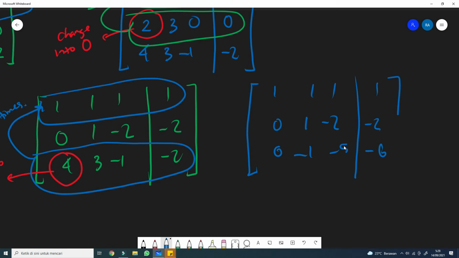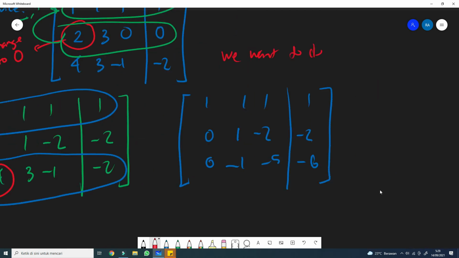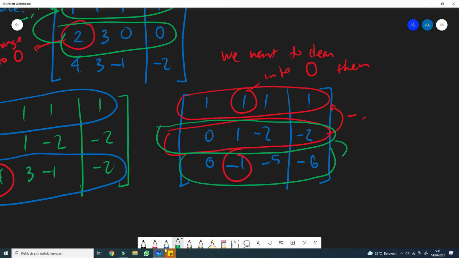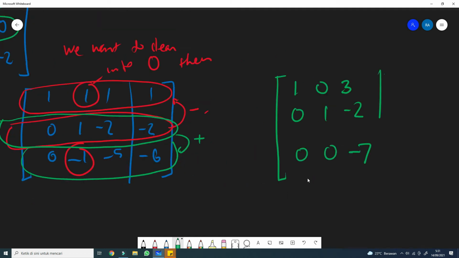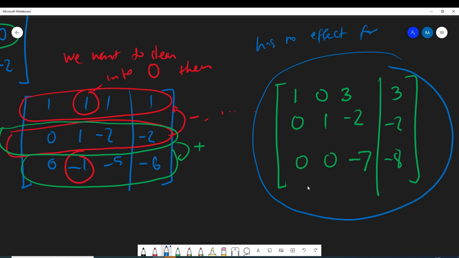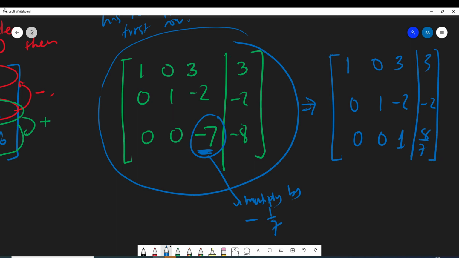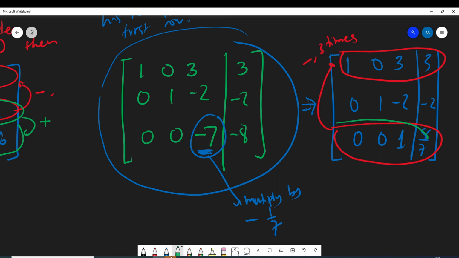Okay, next we need to clean this into 0 too. Then just subtract this row from this row and add this row to that row. So our result is now like this. The result has no effect on the first row. Then we multiply this minus 7 by minus 1 over 7, and our result will become like this. And then we subtract the first row from row 3 times, and we add row 2 to row 3 twice.